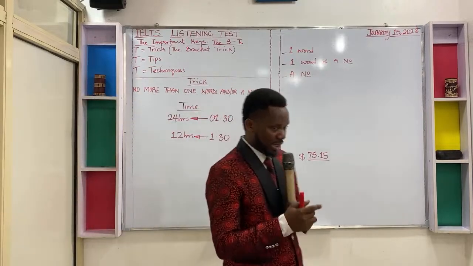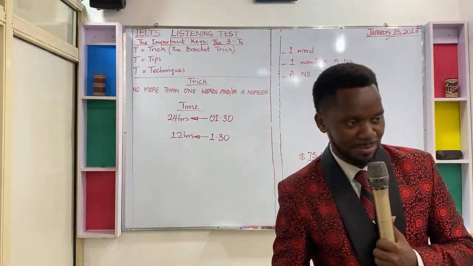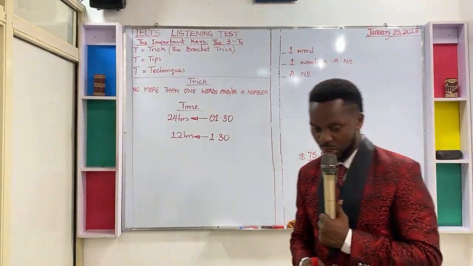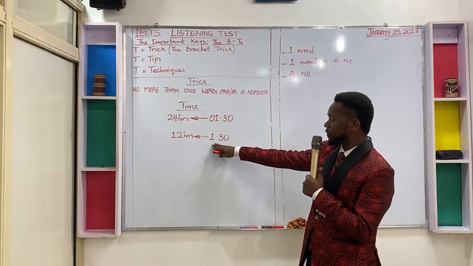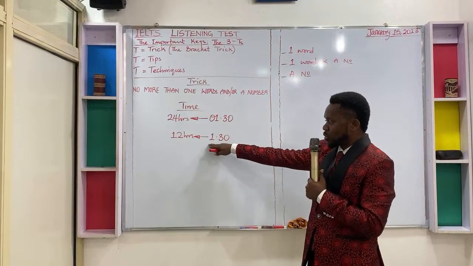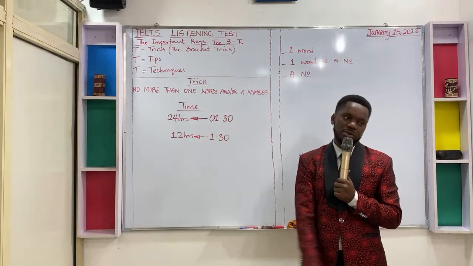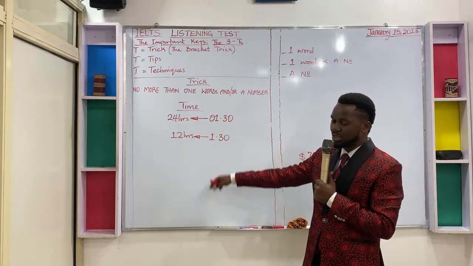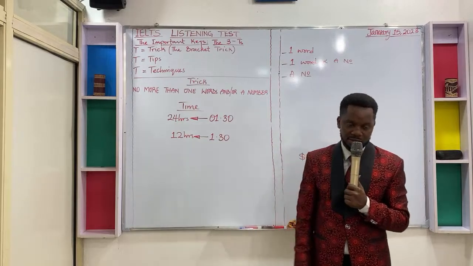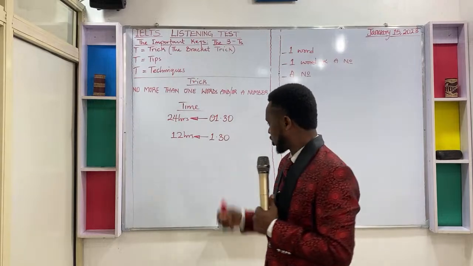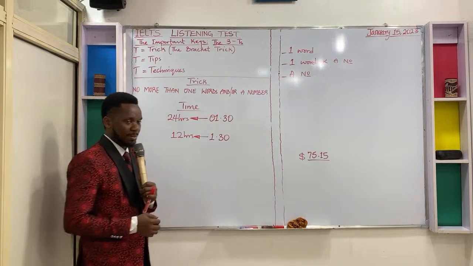Under 12 hours, you can't tell. You cannot, unless it has AM or PM. That's the only time you can tell whether it's morning or afternoon. Because the same 1:30 that appears in the morning is what you're going to see in the afternoon. It doesn't change like the 24 hours, where if you see 1:30, you know that this is morning, then if it is afternoon, it's going to be 13:30. Is that correct? So you never can tell, except when you find AM or PM around.